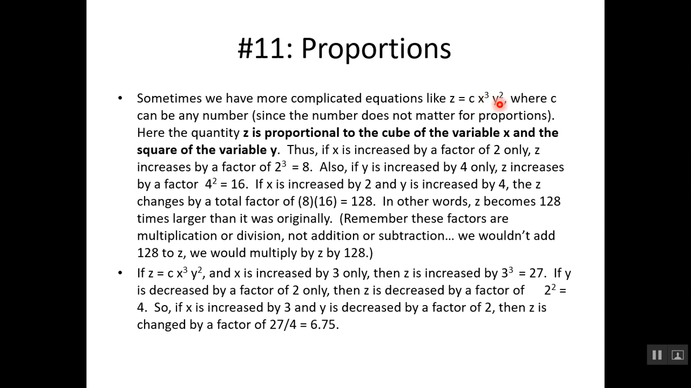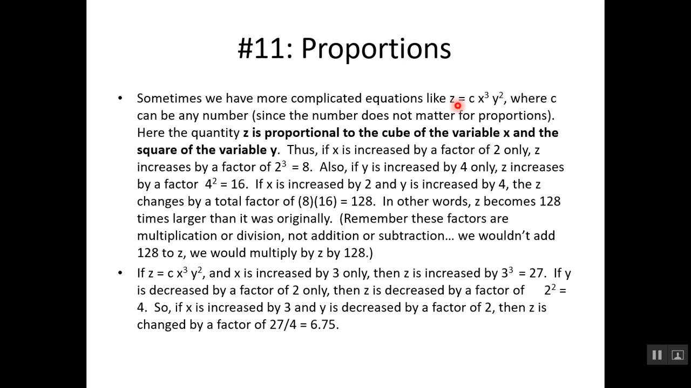But you also have to pay attention to the exponents. It's x cubed, so if x goes up by 2, z goes up, but it doesn't go up by 2. It goes up by 2 cubed, because it's x cubed, not x. 2 cubed is 8. So if all you do is increase x by 2, that would increase whatever z was by a factor of 8, meaning you take z and multiply it by 8, because factors are multiplication or division. And then suppose you took y and increased it by 4. You want to figure out what happens to z.